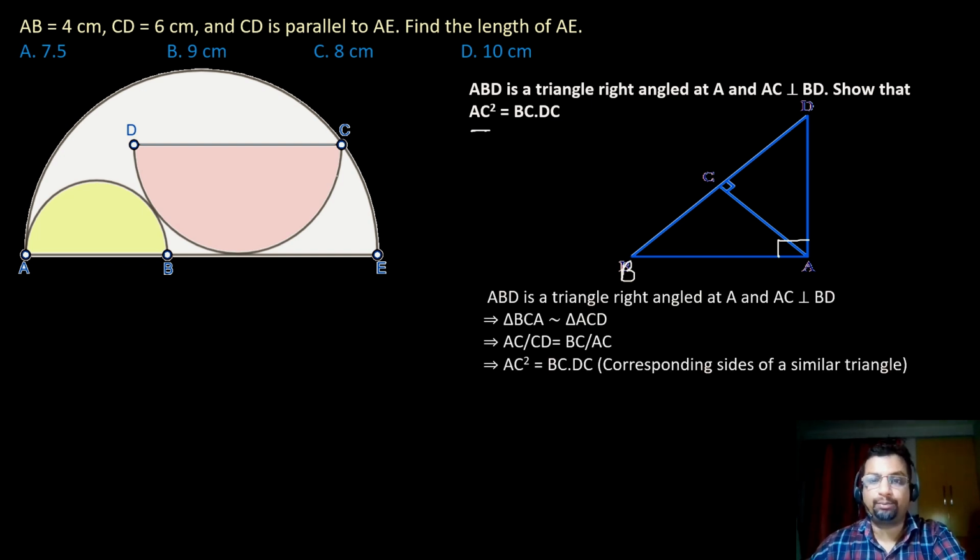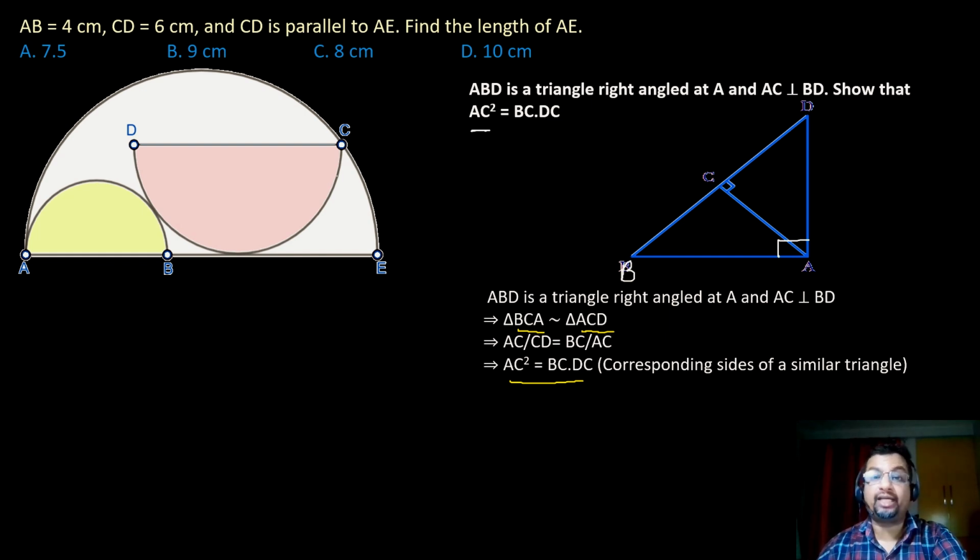If you need the proof, you can see here ABD is a right angle triangle, right angle at A, and AC is perpendicular to BD. So here I can say triangle BCA is similar to triangle ACD. Why similar? Because one angle is right, one angle is common, then definitely the third should also be equal. In similarity, the ratio of corresponding sides is the same, and using this we can prove that AC square is BC times DC. This is the theorem.